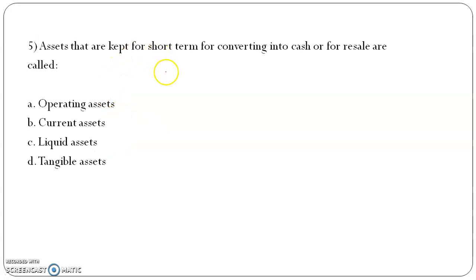Assets that are kept for short term for converting into cash or for resale are called what? Just now I told you that what you are going to spend, or what you can resell, or can convert into cash, all these are current assets only, not operating, not liquid, not tangible. Remember that.